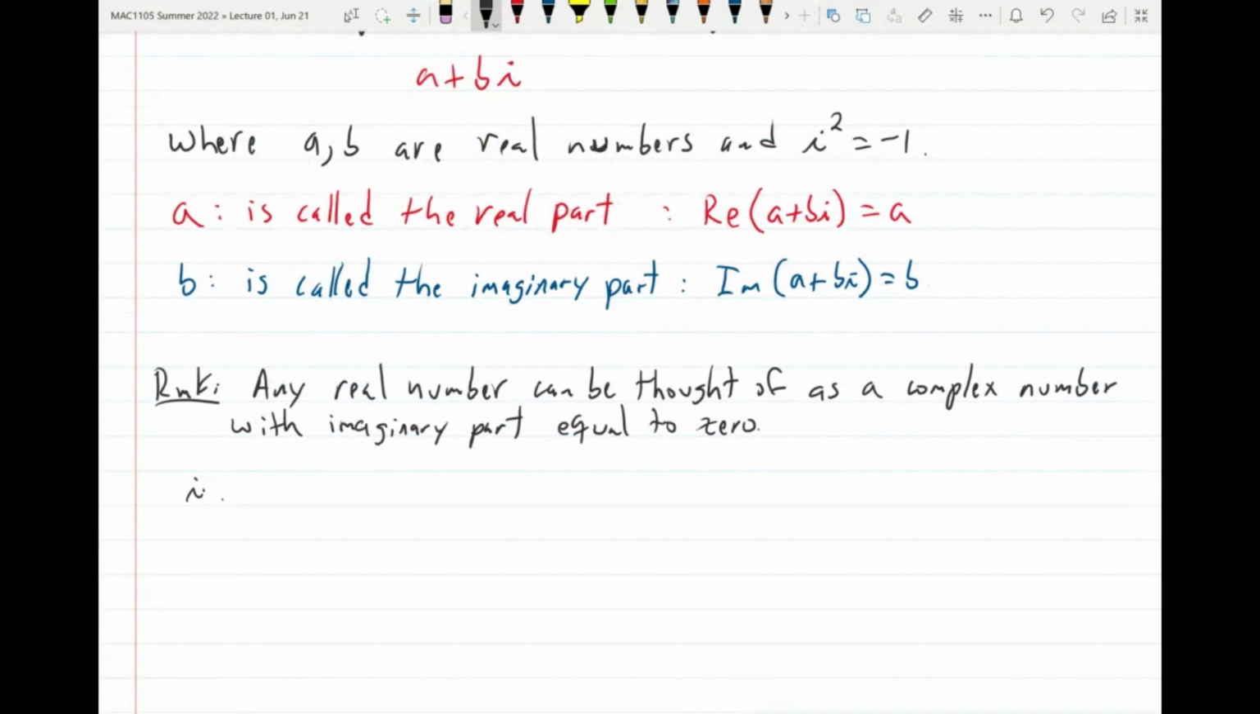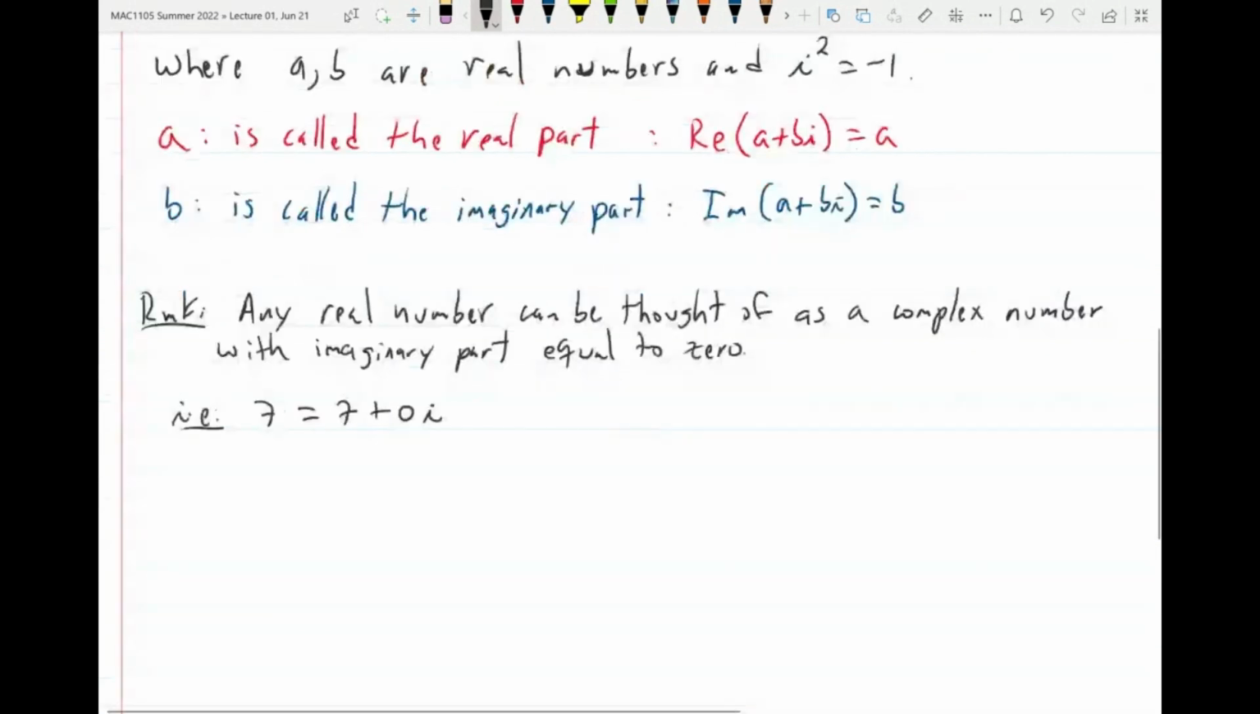So in other words, the number 7 is a real number, but you can write it as 7 plus 0i. So if you want to think about it as just a real number, you just think about the number 7. But if you want to think about it as a complex number, then you will represent it like this. Okay? For whatever reason. But those two things are the same.